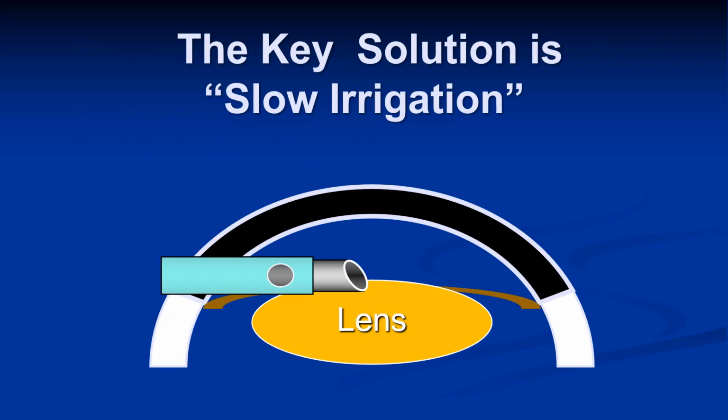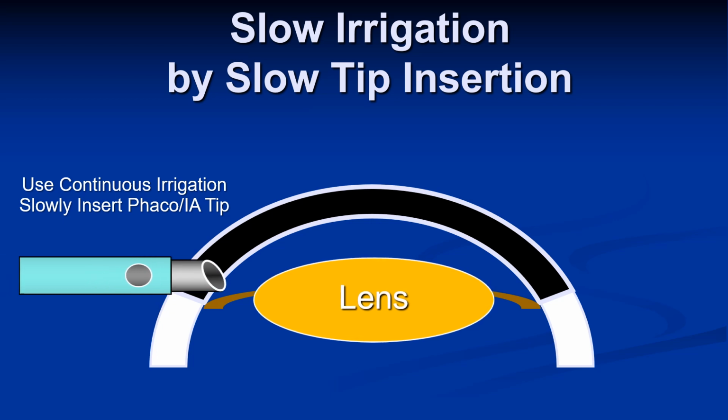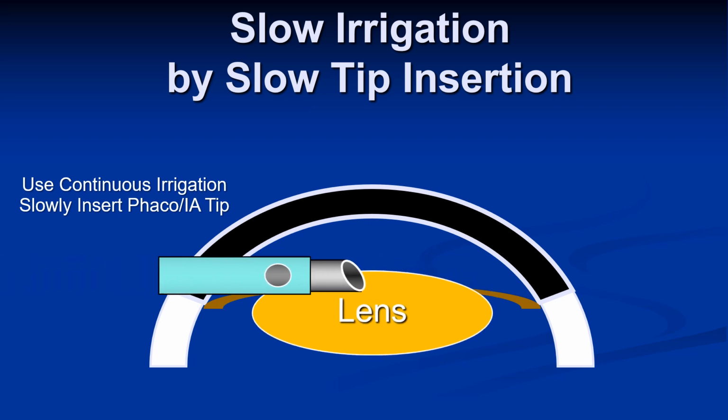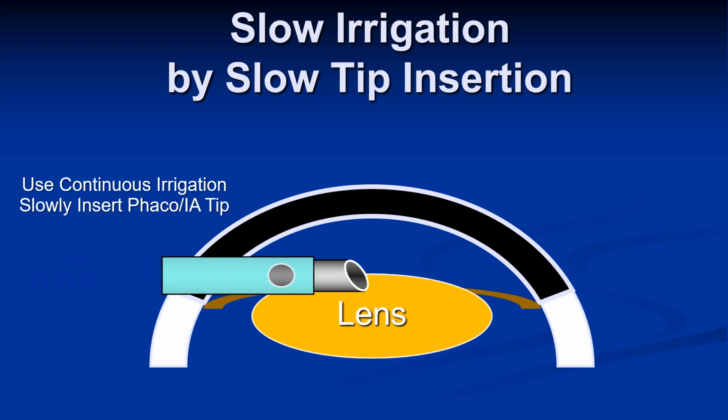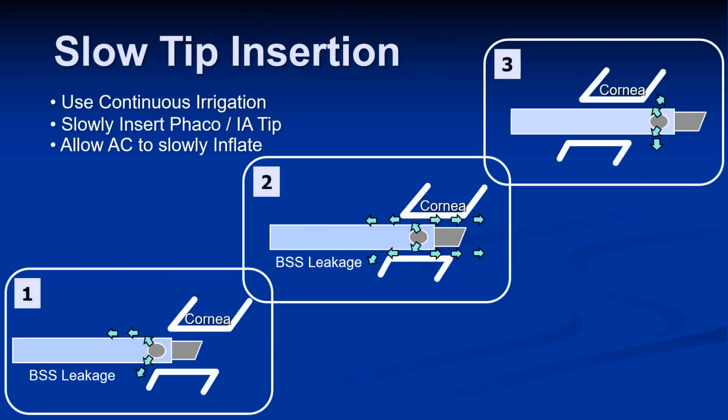The key solution for this problem is slow irrigation. Slow irrigation can be performed by slowly inserting the Phaco or IA tip, using continuous irrigation while inserting. The AC will slowly deepen. Irrigation fluid will leak less when the tip is inserted more into the incision.